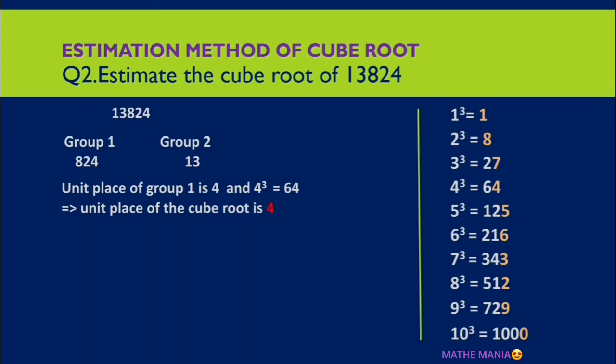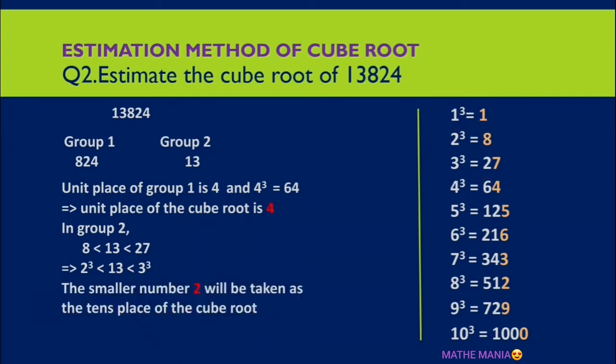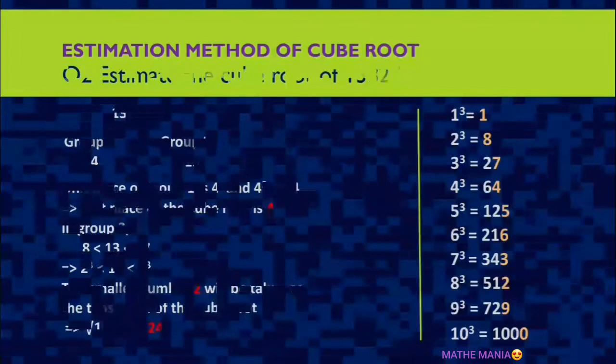In the second group we have the number 13. So we can easily check that 8 is less than 13 is less than 27, or 2 cube is less than 13 is less than 3 cube. So we'll take the smaller number 2 as the tens place, and this way the cube root of this number is 24. I hope the method is clear to you.